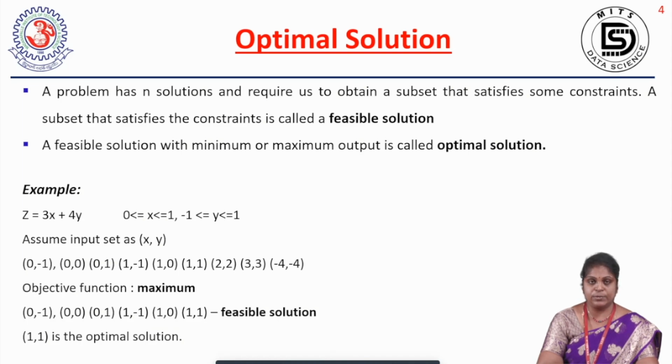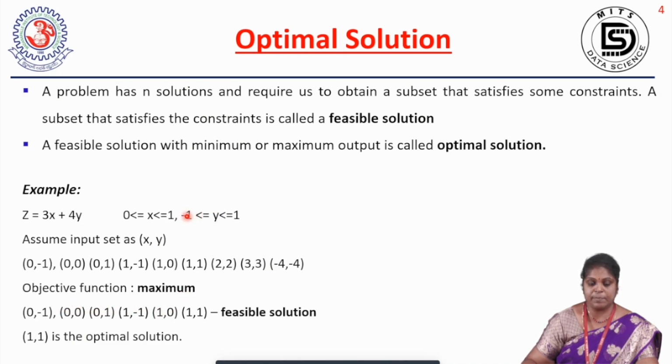Among these values, we can say the feasible solutions are (0, -1), (0, 0), (0, 1), (1, -1), (1, 0), (1, 1). Why are these feasible solutions? In the given problem, on x and y they have given conditions. The x value should be between 0 and 1 and the y value between -1 and 1. These conditions are satisfied by these feasible solutions.